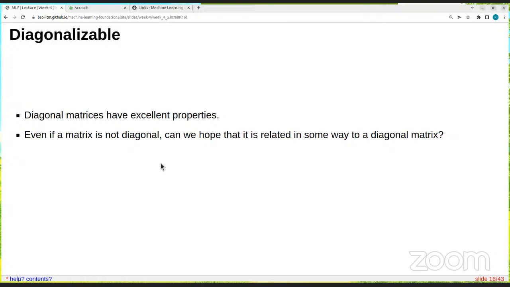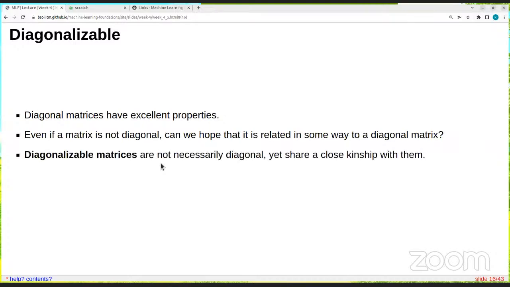It's like, a few years back, when Sundar Pichai became CEO of Google, what people used to do, at least after knowing the news, was that somehow they tried to associate with him. I went to the same school as Sundar Pichai. I am also from IIT Kharagpur. So something similar happens in the case of matrices. Diagonal matrices have excellent properties. Can I hope to be associated with a diagonal matrix? This is the question that we are asking.